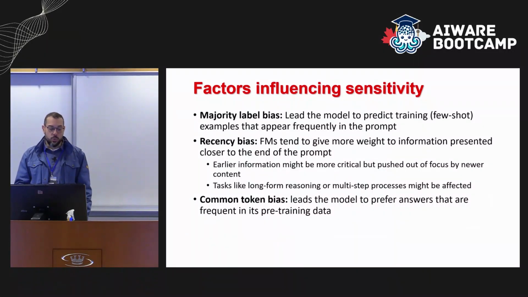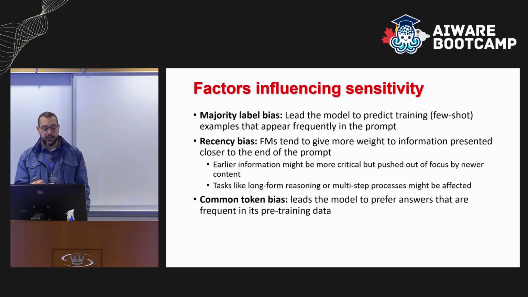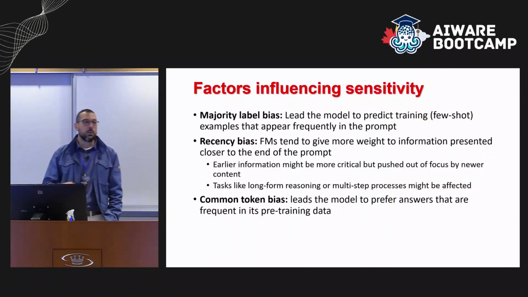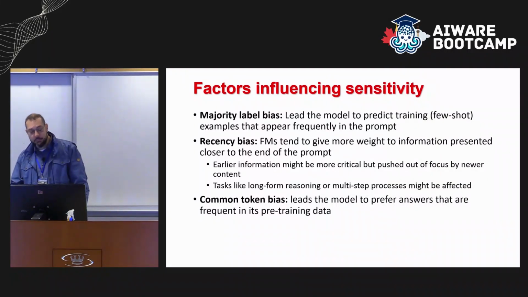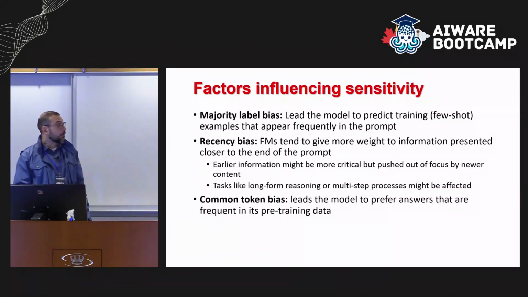And there is also something called common token bias that leads the model to prefer answers that are more frequent in its pre-training data. So, you know, the way you train or retrain the model also will influence this prompt fragility.